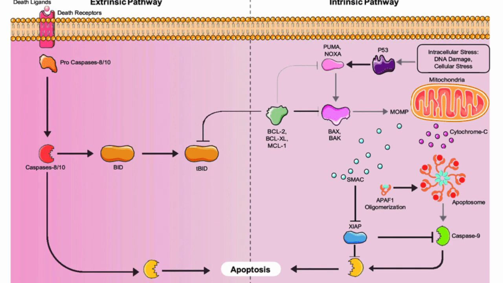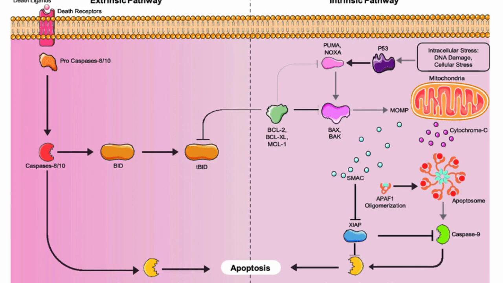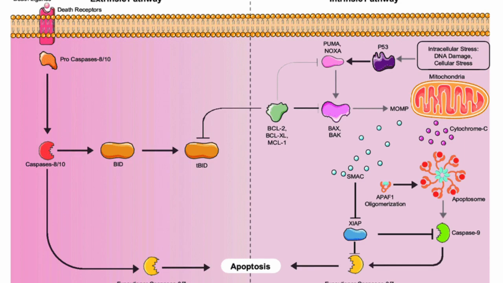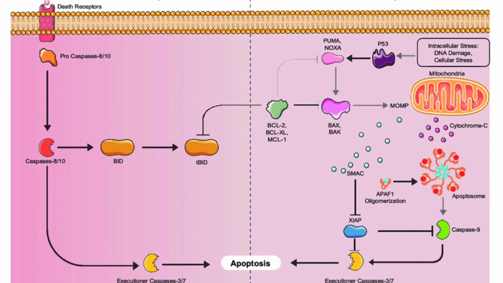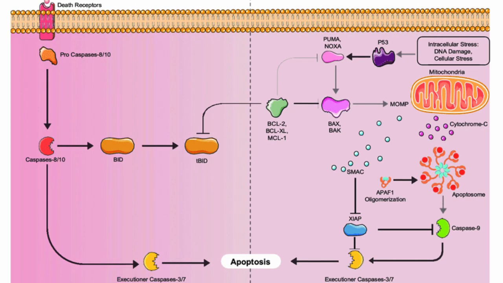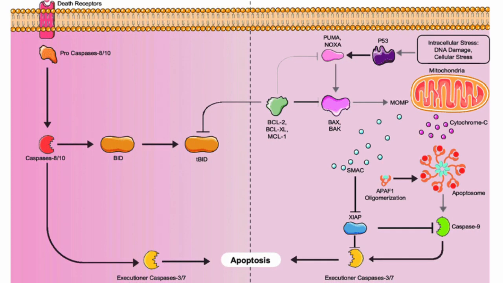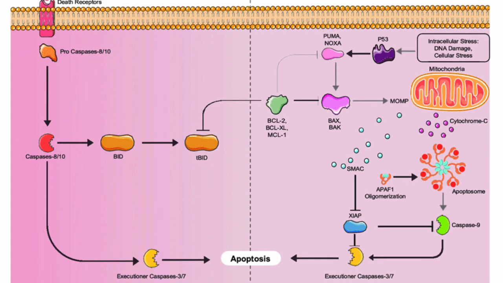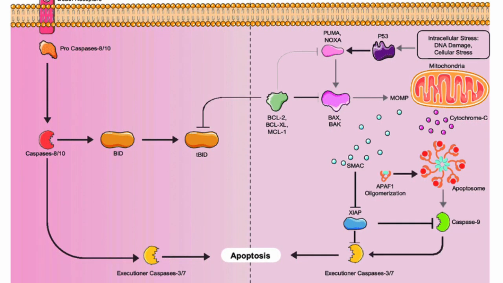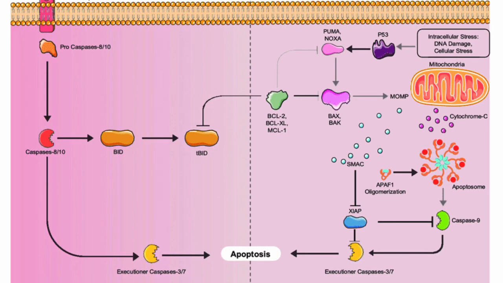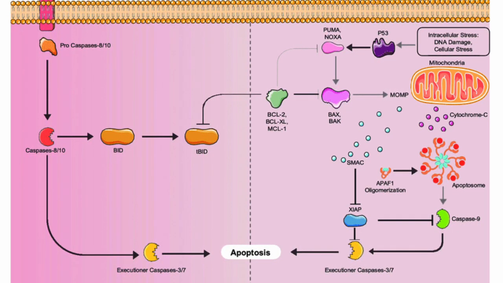In the intrinsic pathway, internal stress signals lead to the release of pro-apoptotic factors from the mitochondria. These factors, such as cytochrome C, activate caspase 9 and initiate the apoptotic cascade. In the extrinsic pathway, external signals bind to cell surface receptors known as death receptors.